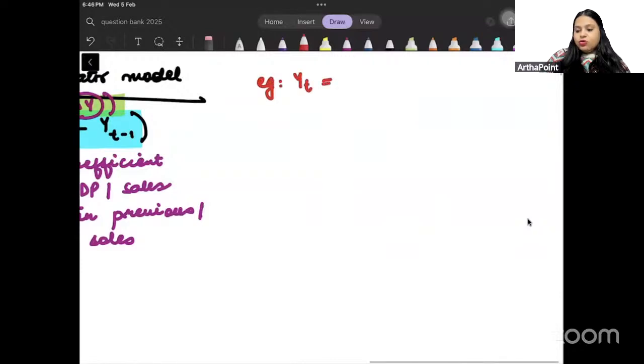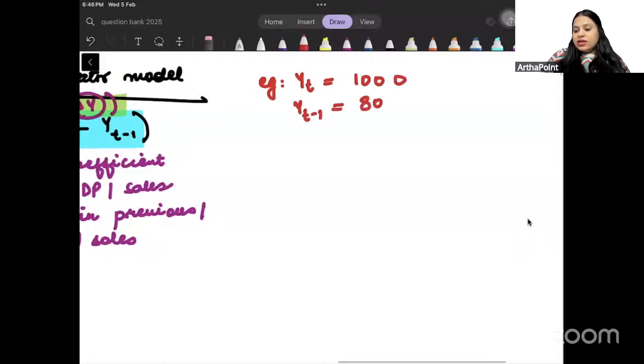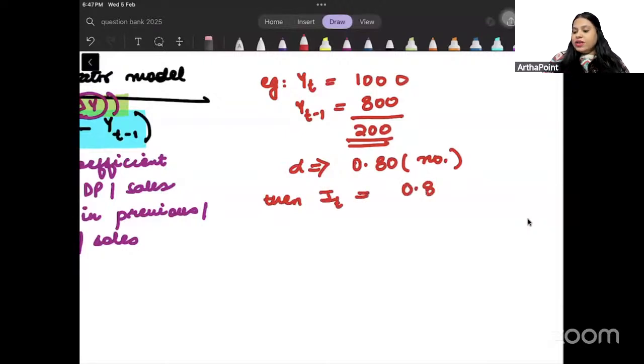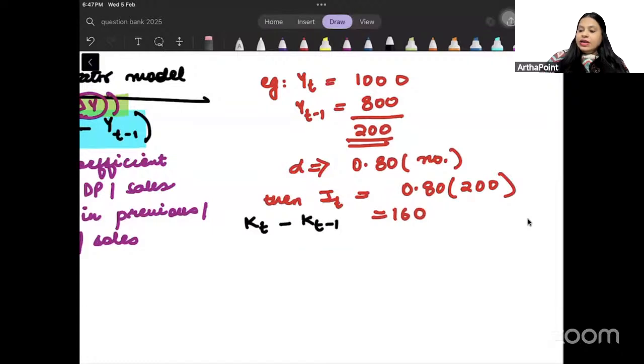if my current output is 1000, last year demand was 800, then output has changed by 200. If the accelerator value is 0.80, ये कुछ भी एक नंबर हो सकता है, it can be any constant, then how much will firms invest? Investment will be 0.80 into 200. That will be the amount of investment. Investment was what? Change in capital. So last year's capital minus this year's capital is going to be 160. ये आपका, this is what the simple accelerator model is saying.